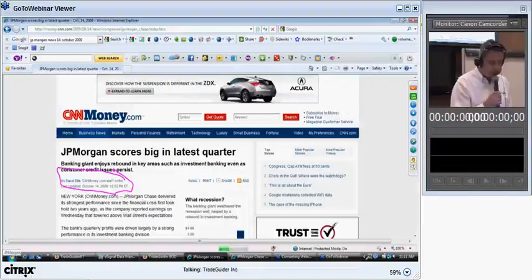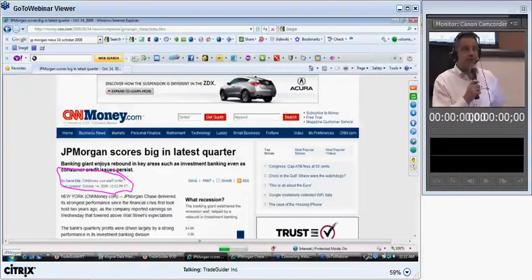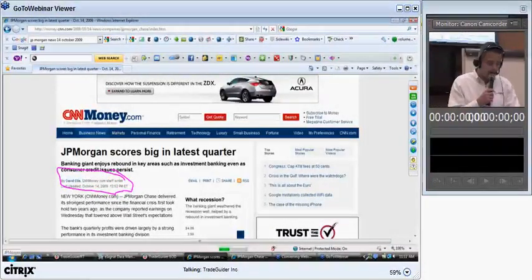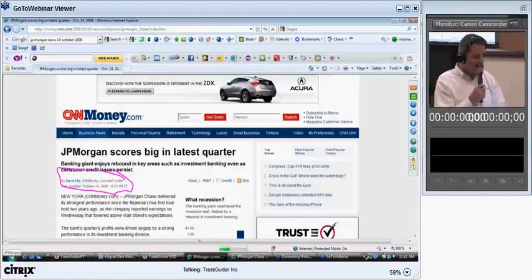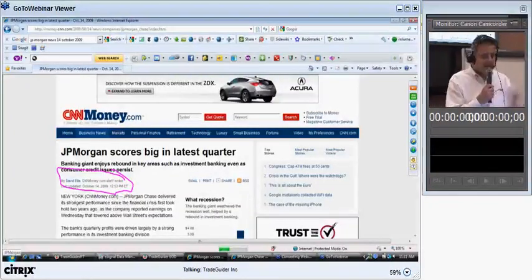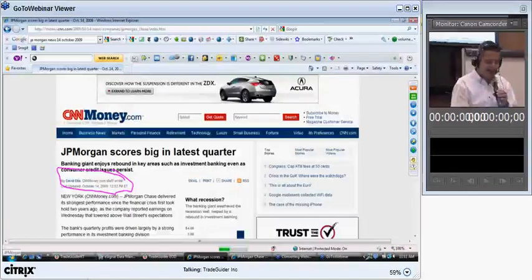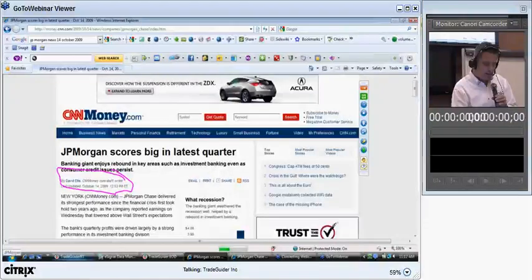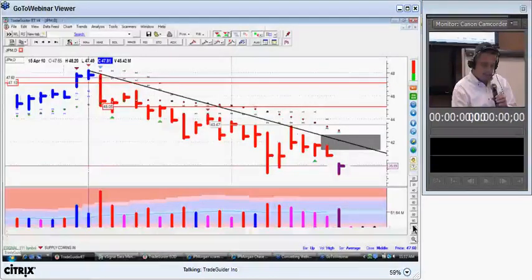Okay? JP Morgan scores big in latest quarter. Is that good or bad, do you think? Potentially bullish? Yeah, I'd say so. Banking giant enjoys rebounding key areas such as investment banking, even consumer credit. You know, great news. Come on, this is great. And this is going to go up. It has to. This is how the markets work. Surely, if you've got great earnings reports and you've got great news like that, the market should respond positively.